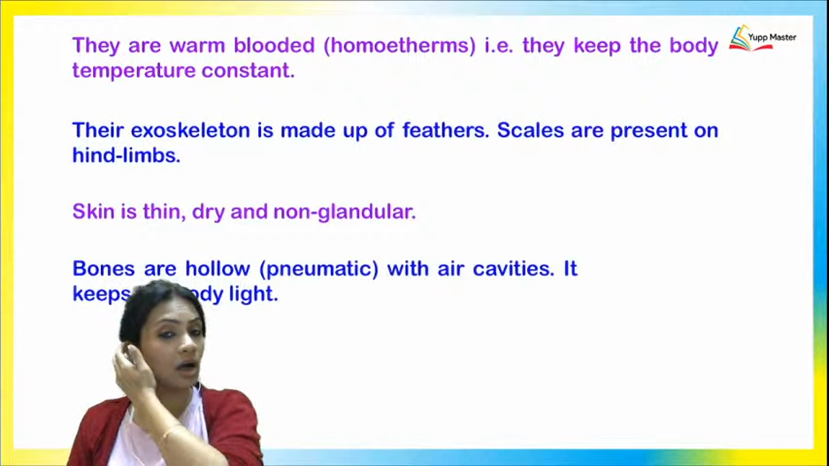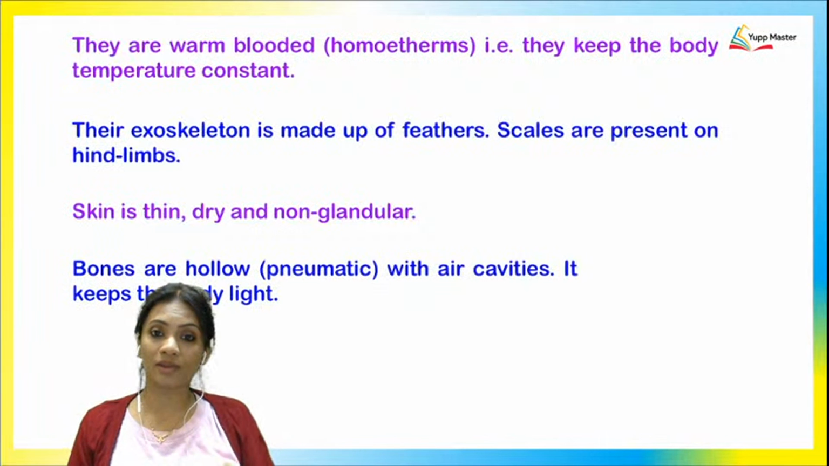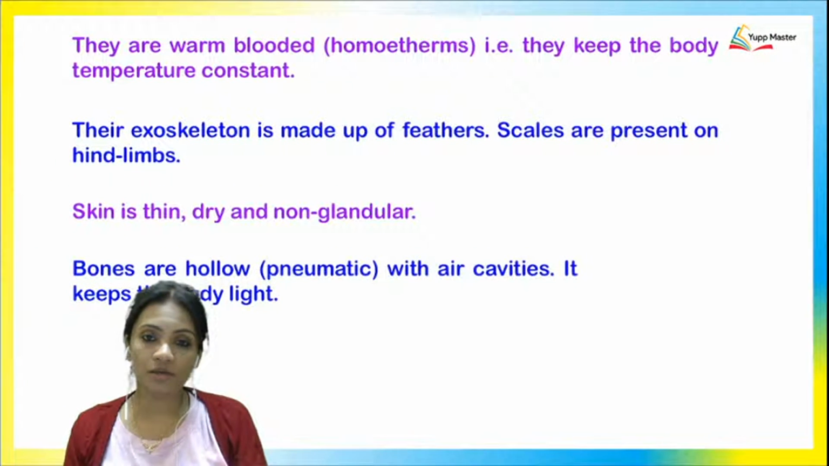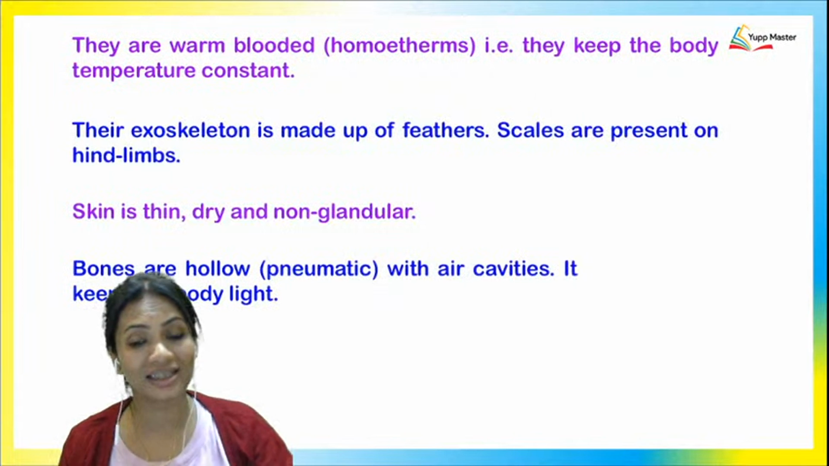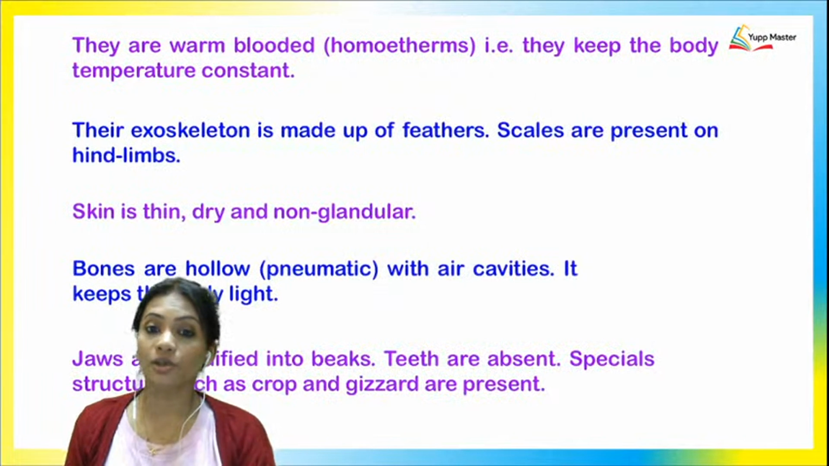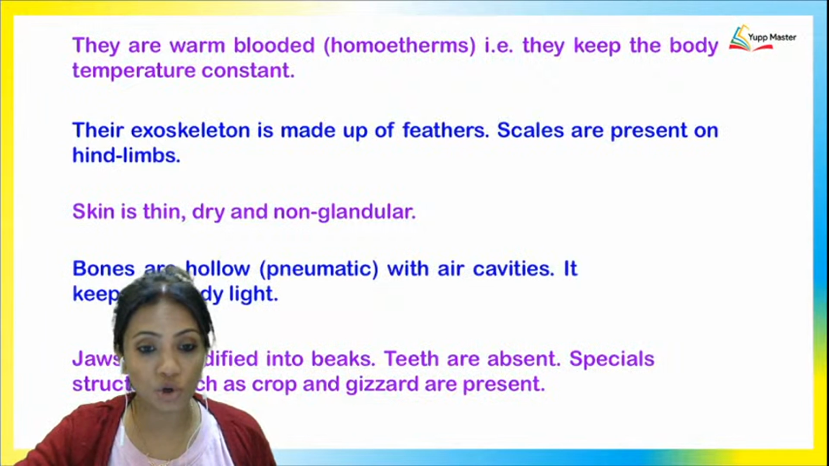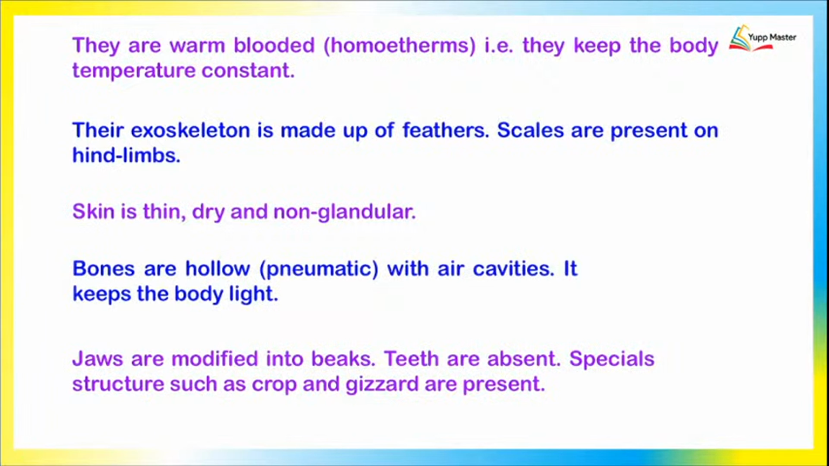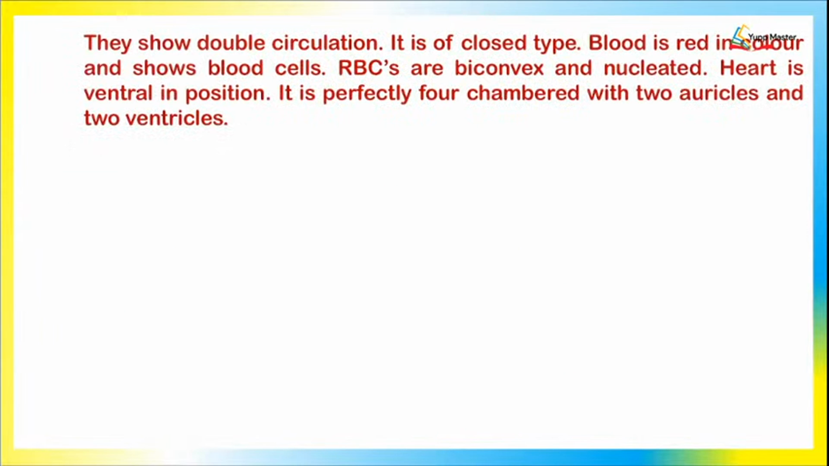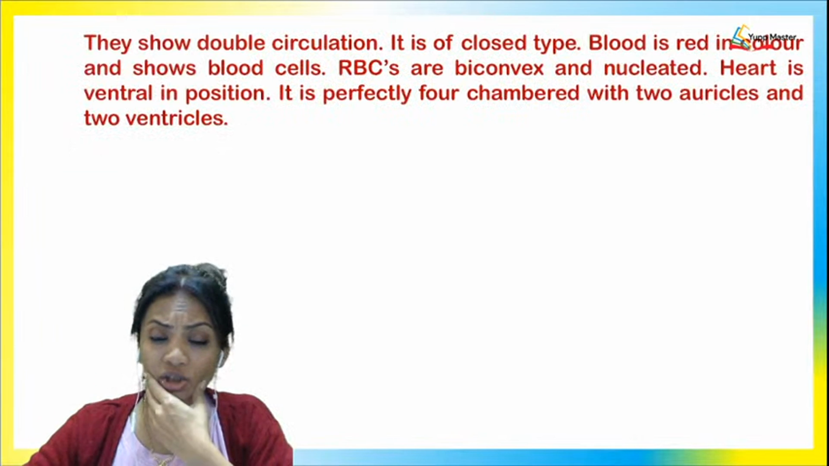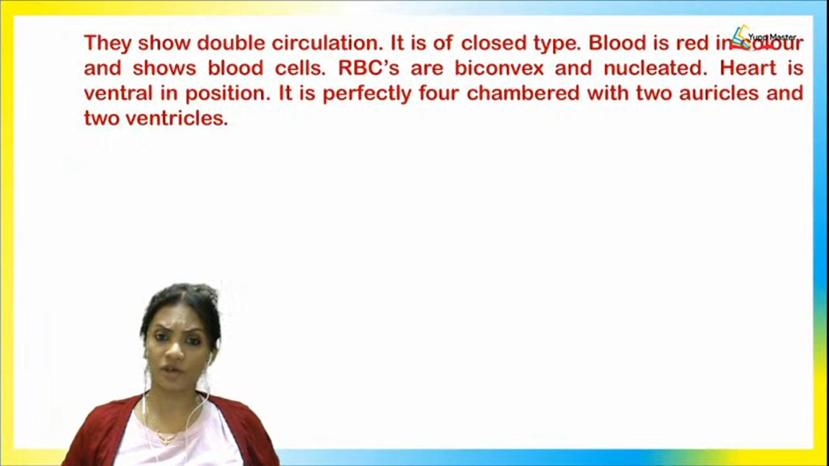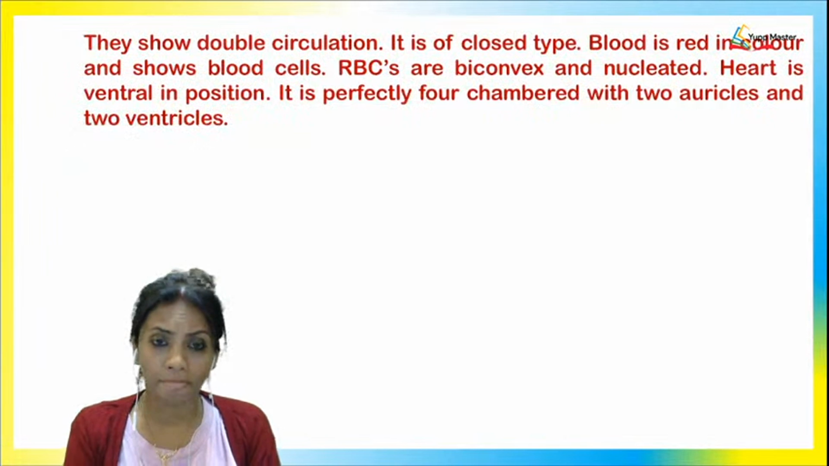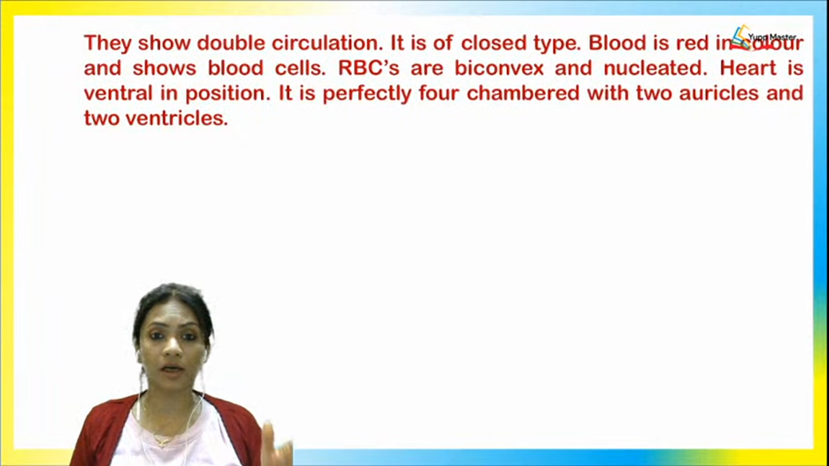Bones are hollow and pneumatic, which allows them to maintain a reduced body weight, facilitating flight adaptations. They don't have teeth. The jaws are modified into beaks. Teeth are absent, and they have special structures like crops and gizzards too. Now, this is an important point when we talk about any of the classes of vertebrates. The birds have double circulation. The double circulation is of two types.